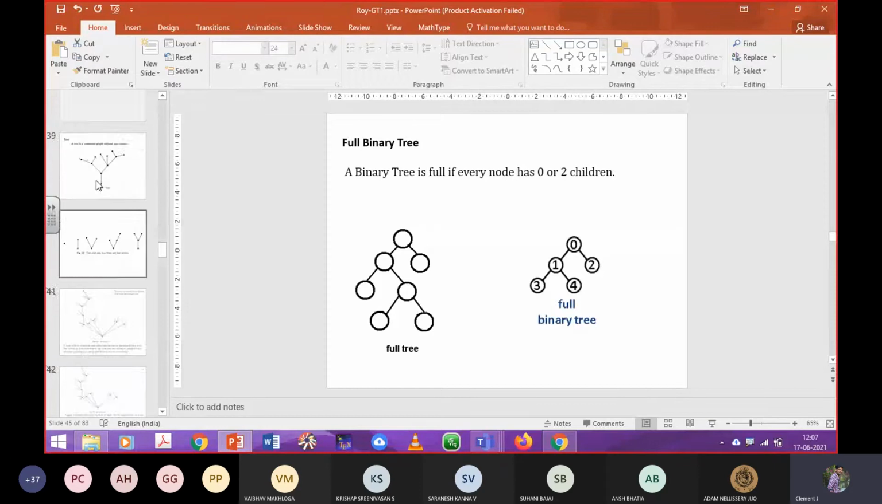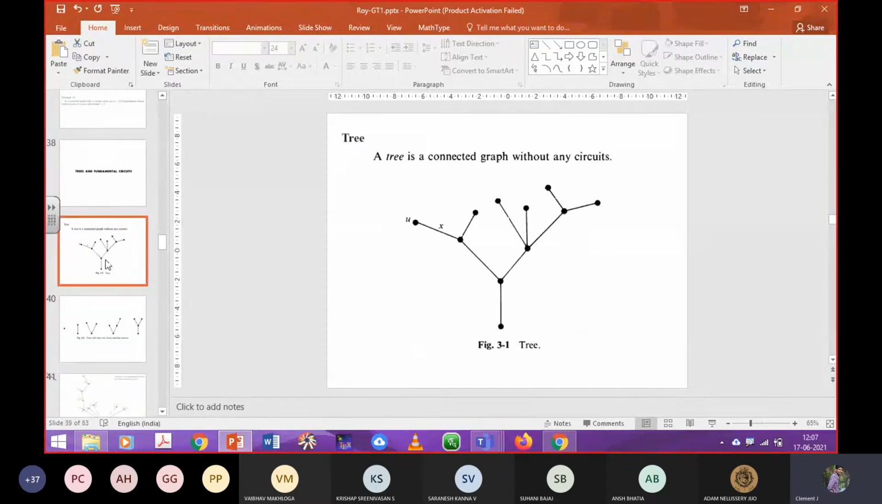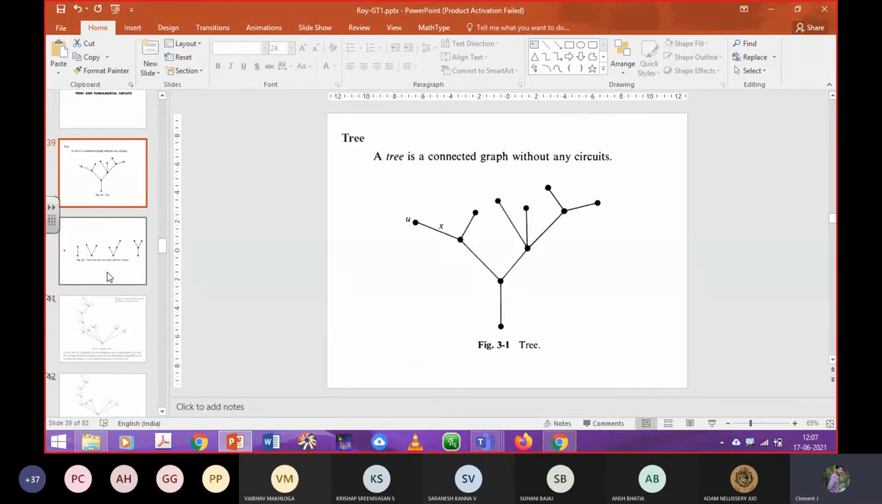Okay, see here, a tree is nothing but it can be with any number of children. At the same time, the primary condition should be followed: it should not have a circuit. That is an important condition. You should check that. At the same time, next, if you look at a general tree, a normal tree, it can have any number of children.